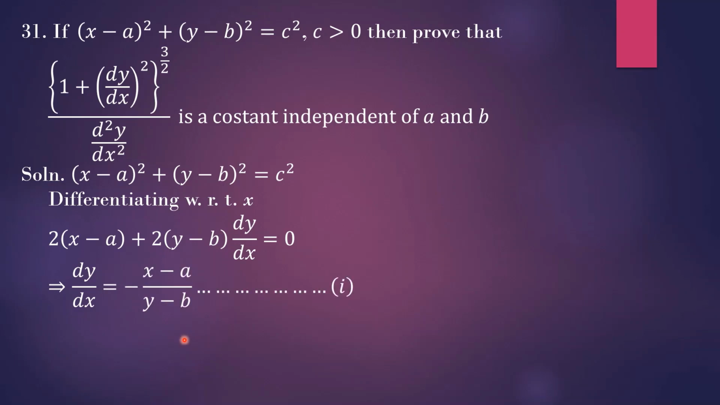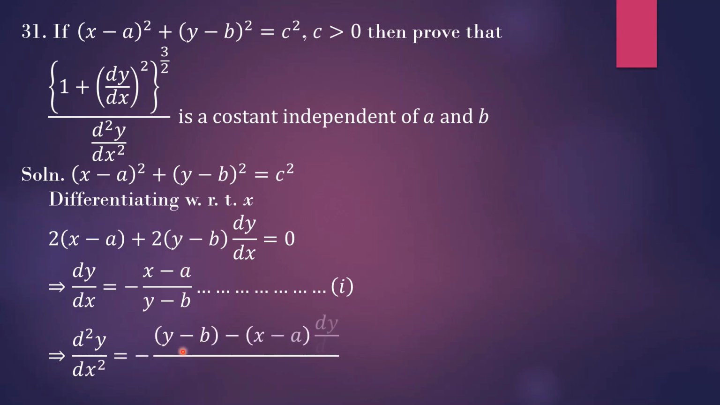We will use this in the future, and differentiate once again a second time. So d2y dx2 will be equal to, by the quotient formula, simple: y minus b remaining same, derivative of x minus a is 1, minus x minus a remaining same, derivative of y minus b is simply dy dx, and y minus b whole square remaining same. Replace the value of dy dx, which is minus this result, put it here, and it will become plus.